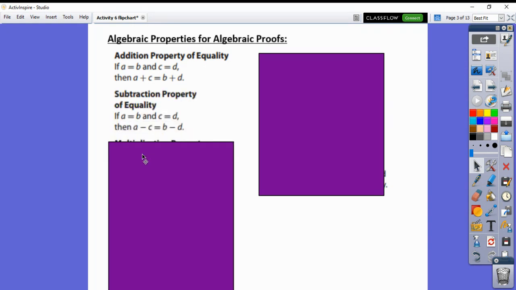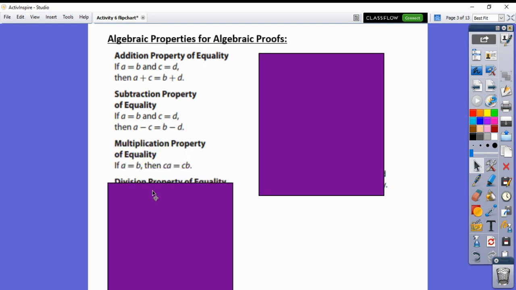basic mathematical operations. The subtraction property of equality says the same thing. If you have A equals B, if you subtract the same number on both sides of the equation, then you keep the equation balanced. The equation still equals the same thing. Similarly, there's a multiplication property of equality. If A equals B, then if you multiply both the left and the right side of that equation by the same number, then the left side still equals the right side.